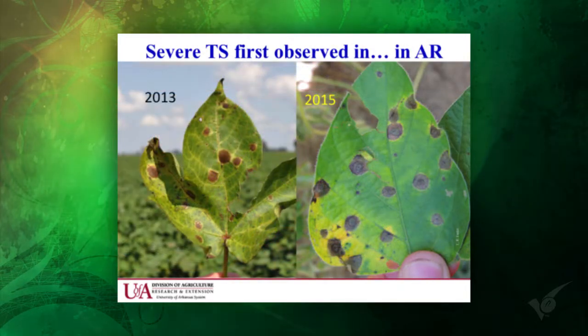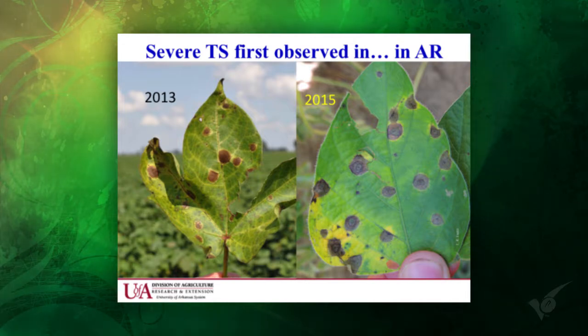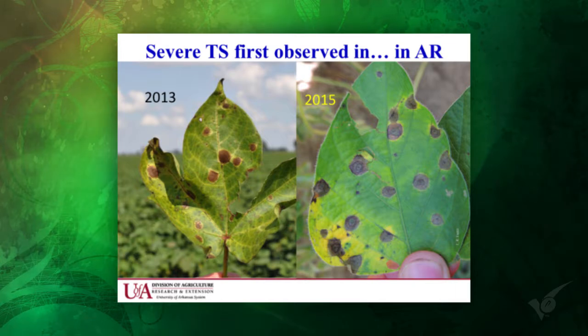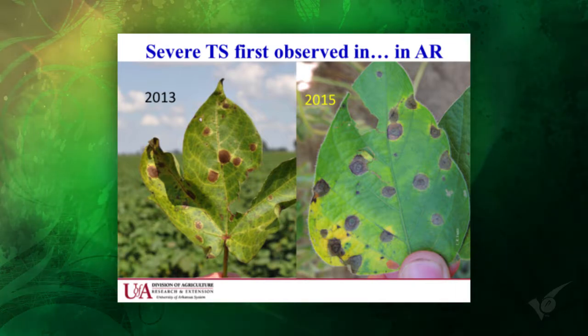Those are the dates that we've seen them in Arkansas, 2013 for that on cotton and 2015 for soybeans. So that's when our growers said, look, Travis, we need some help. We've got a problem here. And we went around searching and trying to identify what we can do to be helpful.